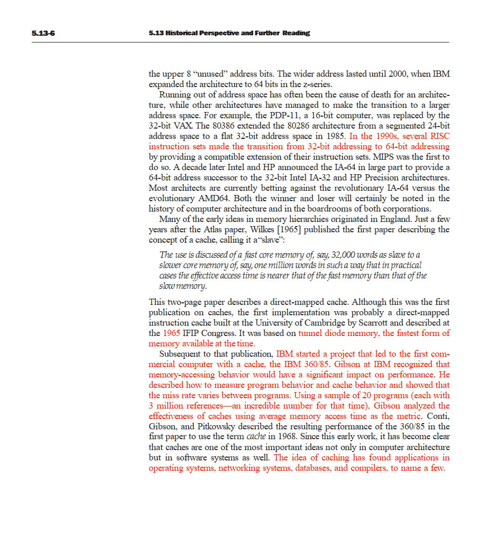Gibson, this person at IBM, recognized that memory accessing behavior would have a significant impact on performance. He described how to measure program behavior and cache behavior and showed that the miss rate varies between programs. Using a simple sample of 20 programs, each with 3 million references, which was a lot back then, he analyzed the effectiveness of caches using average memory access times as the performance metric.